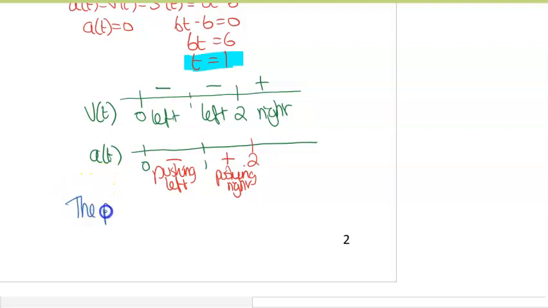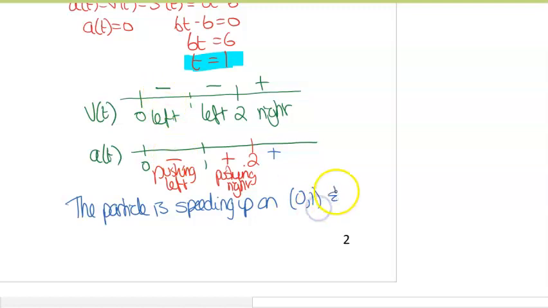The particle is, I'm seeing same sign, different sign. Oh, I forgot to find this one. So greater than 2, so 3, that's going to be positive as well. So same sign, different sign. So I'm going to have both situations. So the particle is, let's do speeding up first. Doesn't matter as long as you justify and have the right intervals. So it's speeding up, which means the same sign, from 0 to 1 and from 2 to infinity.